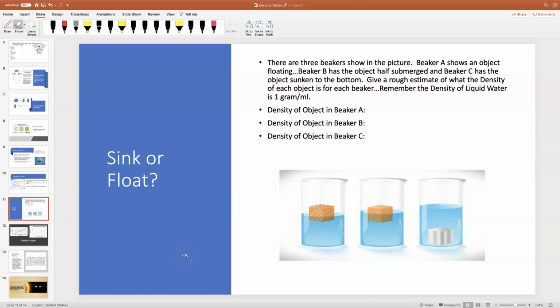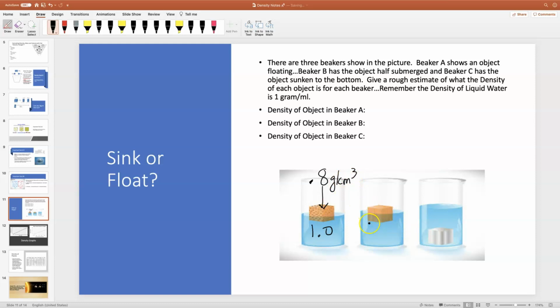So here's the deal. If we look at beaker A, with object A in it, when we see something floating in water and realize that water has a density of 1, whatever's floating in the water has to be something less than 1. So if I was asked to give a density of this, it looks almost like a sponge or something, I would say anything less than 1, maybe like 0.8, 0.9. So 0.8 grams per cubic centimeter. And I'm choosing cubic centimeter because this is very regular shaped, so that's cubic centimeters, not milliliters.